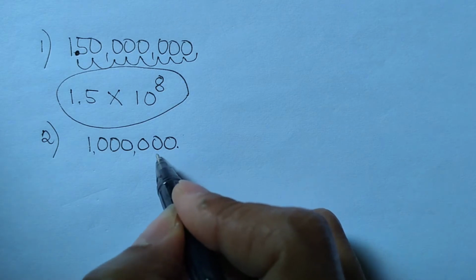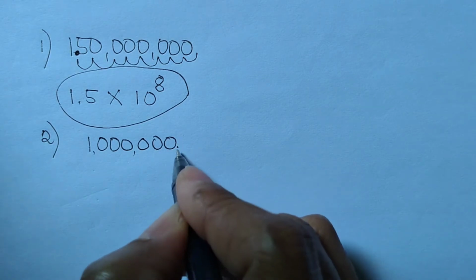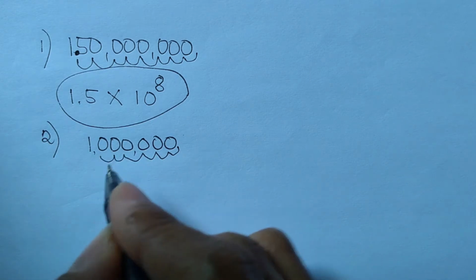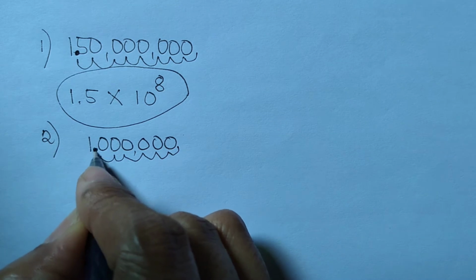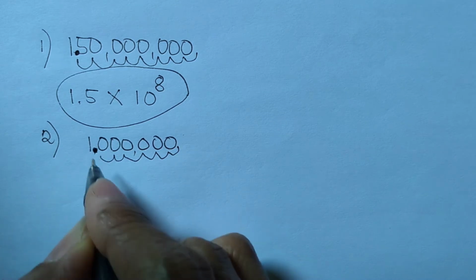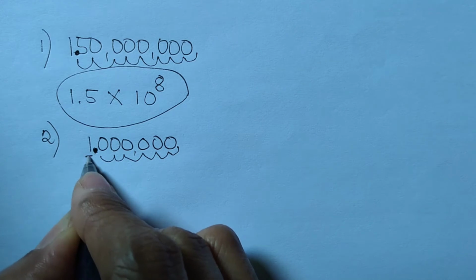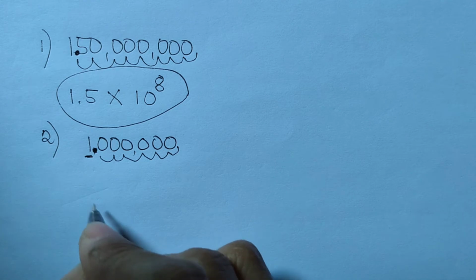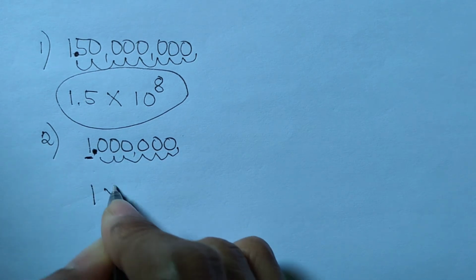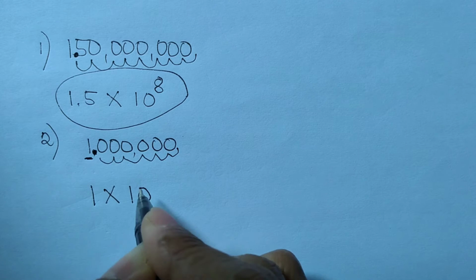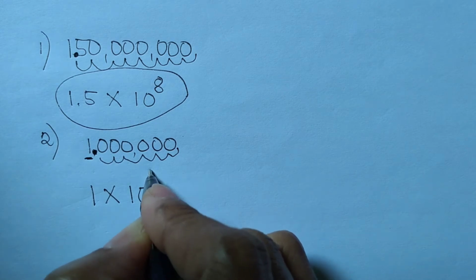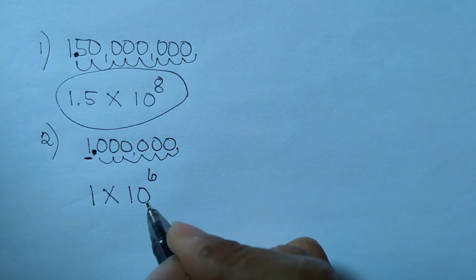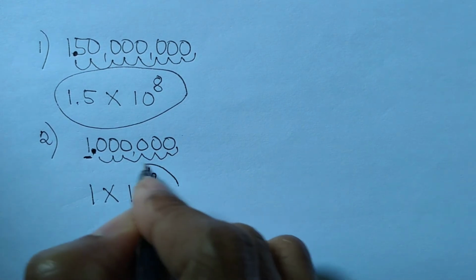So let us count and move our decimal point. So 1, 2, 3, 4, 5, 6. So we have to stop here since we have one significant digit at the left of our decimal point. So it is written as 1 times 10 raised to the 6th power. So we have this.